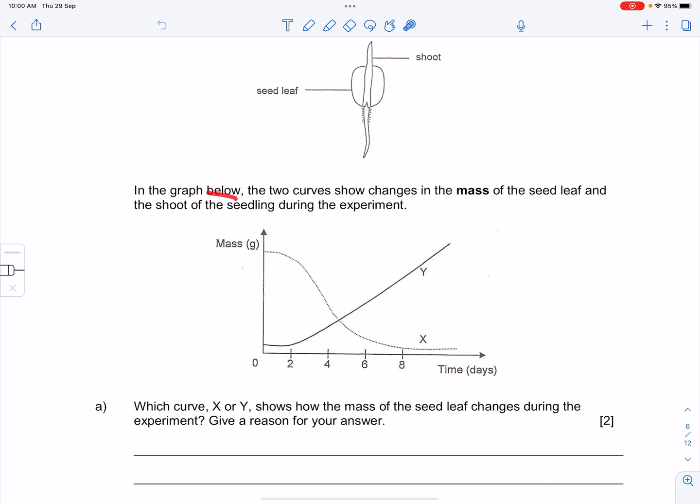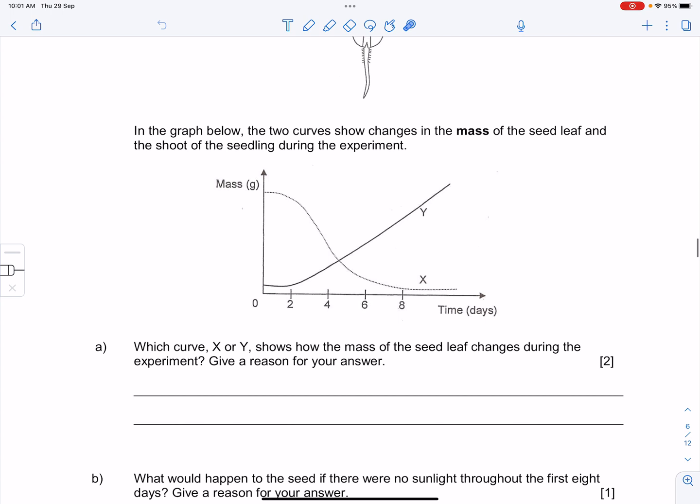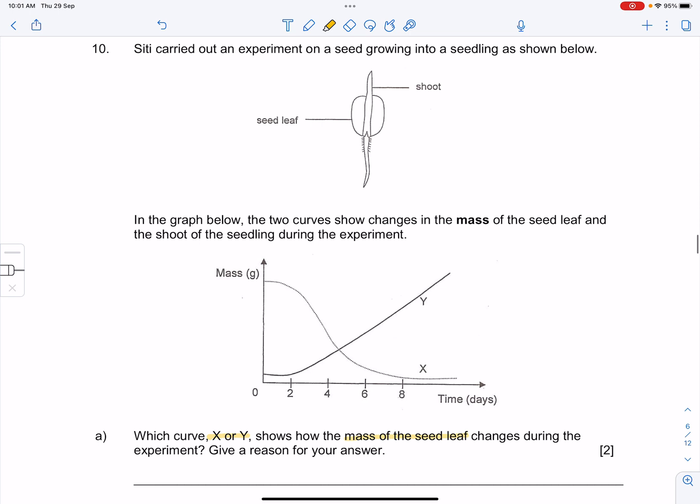In the graph below, two curves show the changes in mass of the seed leaf and the shoot of the seedling during the experiment. Which curve, X or Y, shows how the mass of a seed leaf changes during the experiment? Give a reason for your answer. So in this case, there are a few keywords here. Obviously we see the word seed leaf.